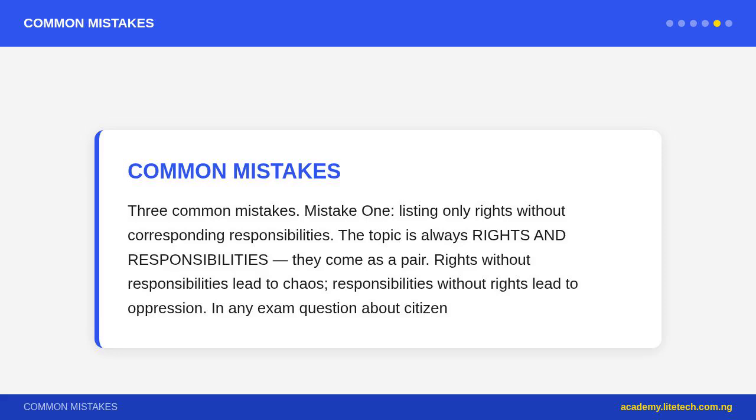Mistake 2: Saying citizenship can only be acquired by birth. The Constitution provides 4 ways to acquire Nigerian citizenship: by birth, by descent, by registration, for spouses of Nigerians, and by naturalization, for long-term residents. In an exam question on how citizenship is acquired, list all 4 methods.